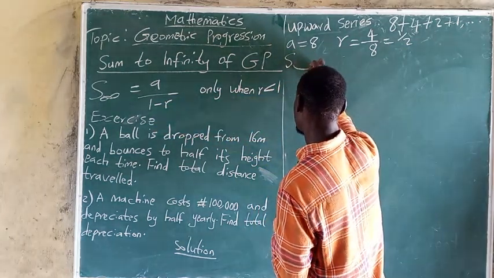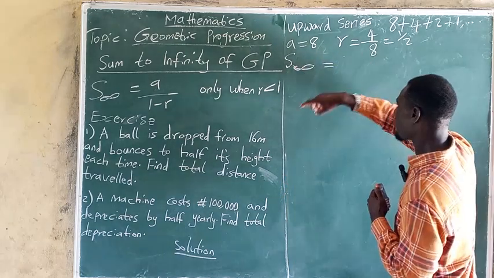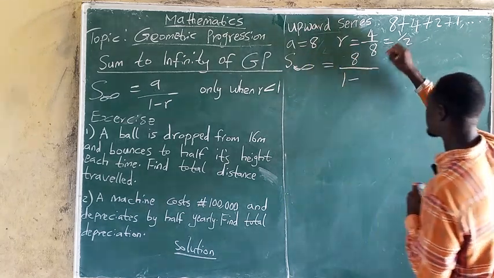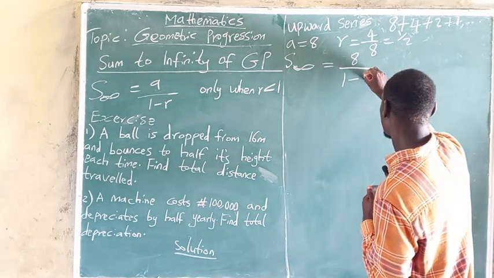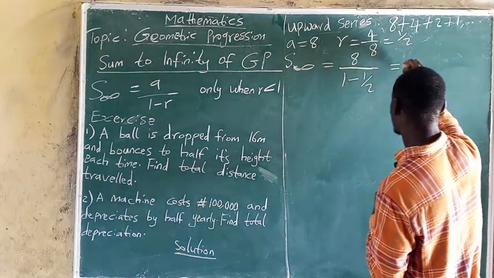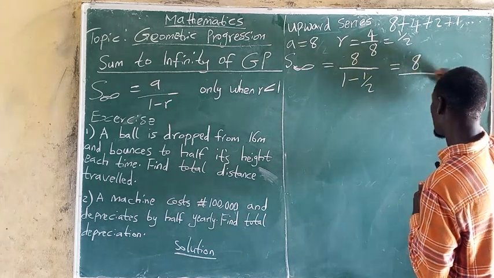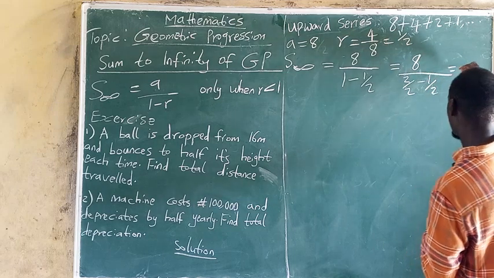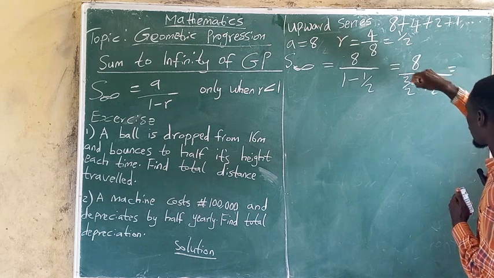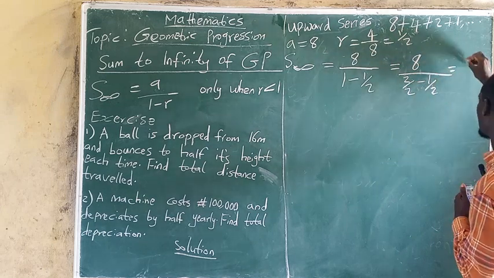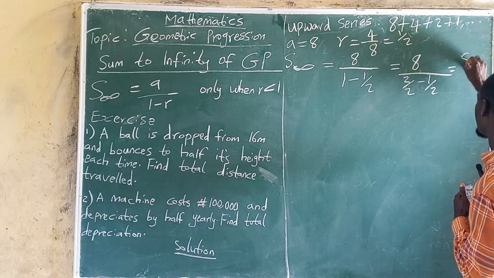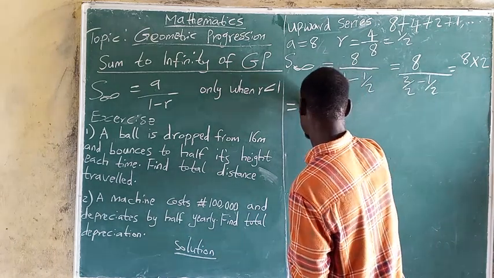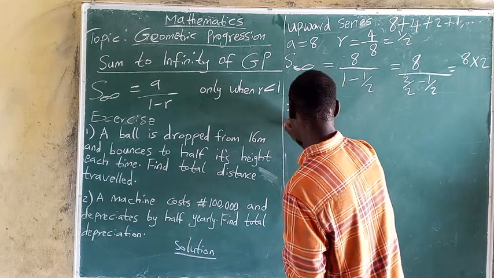Therefore, the sum to infinity is equal to our first term, which is 8, all divided by 1 minus 1 over 2, which will give us 8 all over 2 over 2 minus 1 over 2. If you take away 1 here, you have 1 over 2 left. So you have 8 times 2, which will give us what? 16.